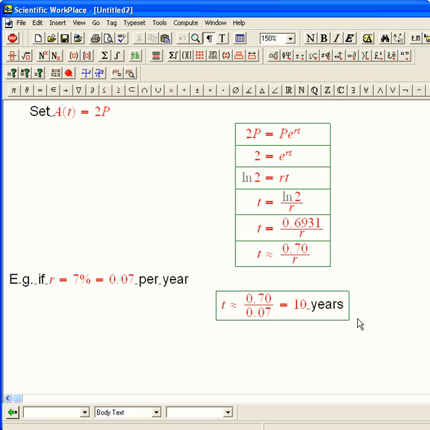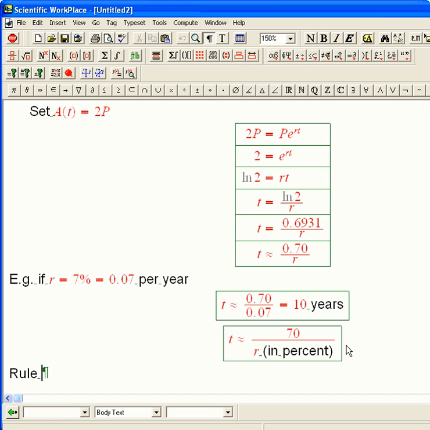Okay, so the idea here is t, the doubling time, is approximately equal to 70, which is just this number times 100, over r in percent, which is the real r times 100. So you're just multiplying the top and bottom by 100 and it cancels out. So that's called the rule of 70.